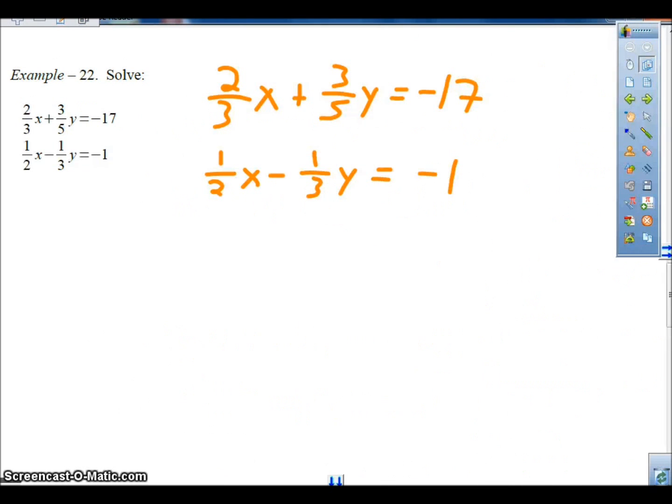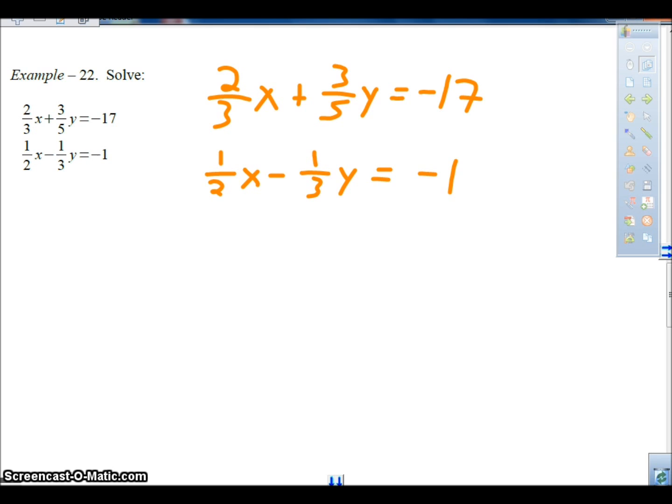All right. Okay, let's give this problem a try. We have 2/3 x plus 3/5 y equals negative 17. We also have 1/2 x minus 1/3 y equals negative 1. We're going to solve the system of equations using the elimination method, but that's going to be difficult to do with all those fractions in there. So our first task will be to get rid of all the fractions from both of our equations.